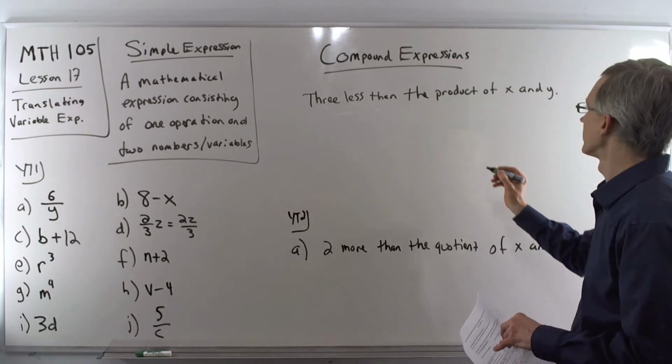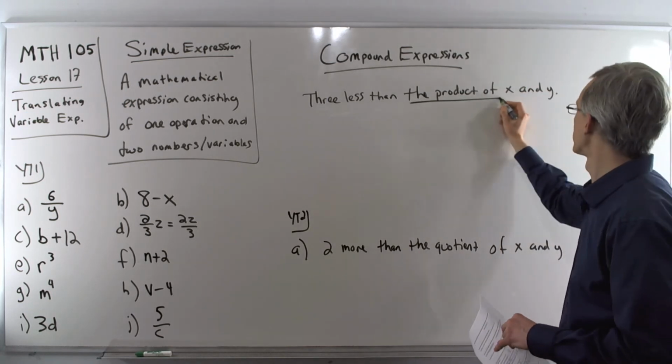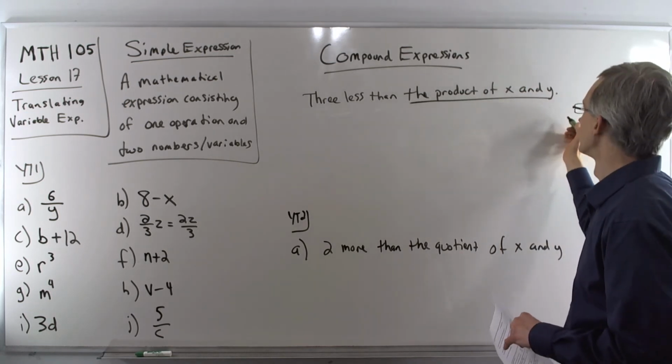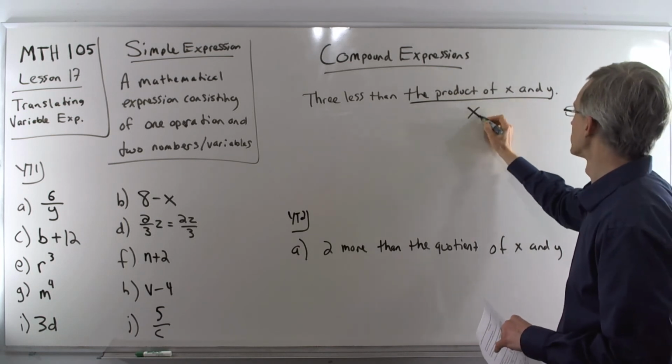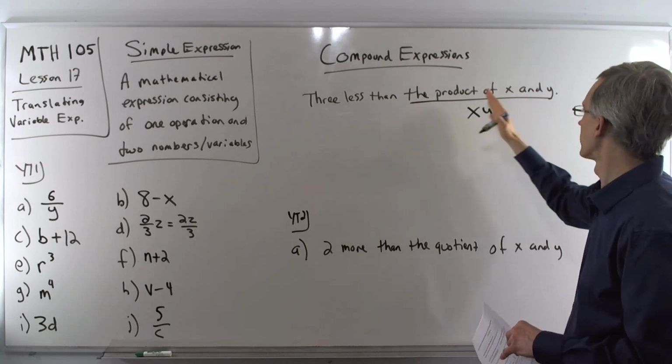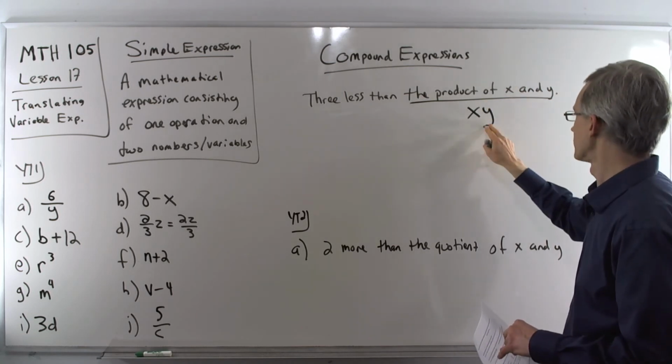So instead of starting there, let's try starting here. The product of x and y. Product is multiplication, so we're going to multiply x times y. So the translation of that part of the sentence is xy.